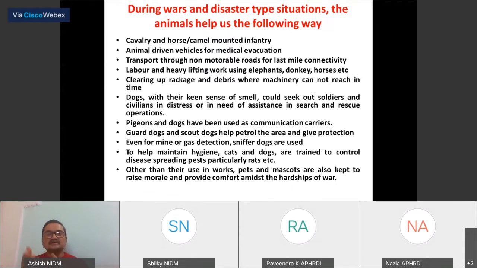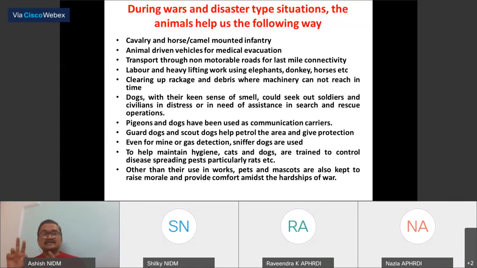Kacha roads are there, so only animal-driven transport will be available. Then some of the works which are labor oriented, heavy lifting works, we use elephants, donkeys, and horses. If wreckage or debris has to be cleared after a disaster, machinery can't reach those places. Big machines can't reach those places. Then we utilize animals.